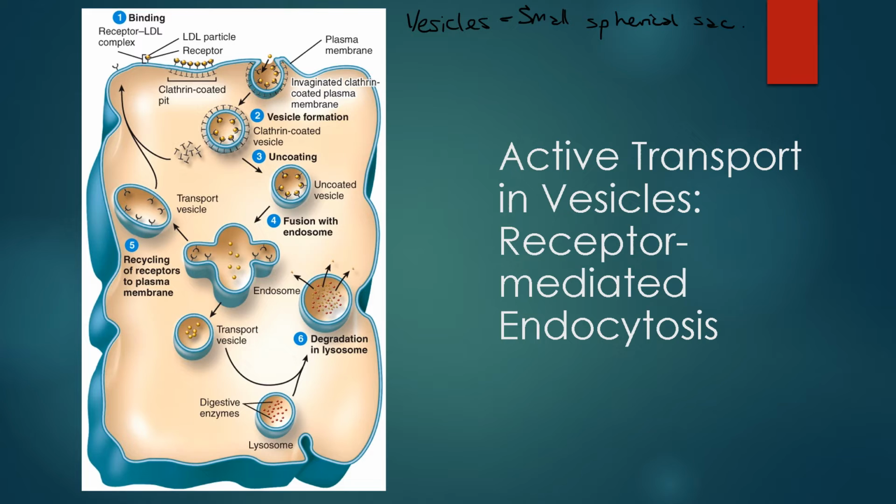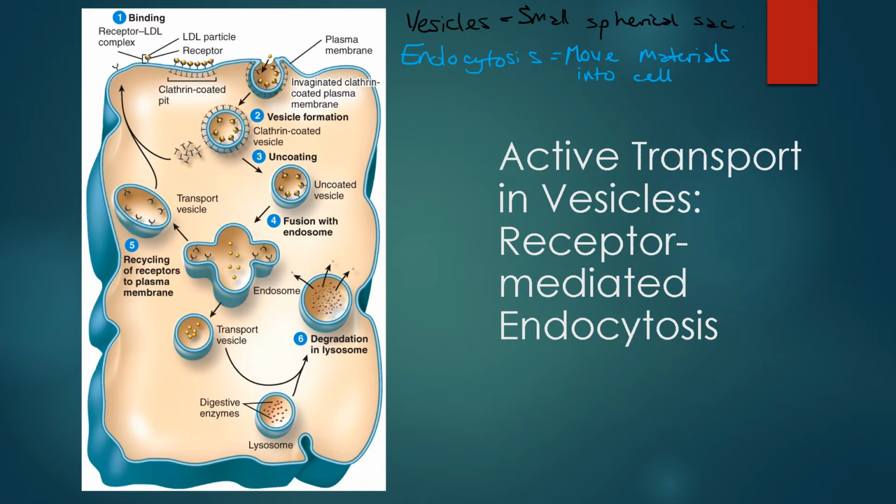A couple of different terms that we need to learn here. The first one is endocytosis. Endocytosis is when materials are moved into the cells in a vesicle that's formed by the plasma membrane. So we move materials into the cells.